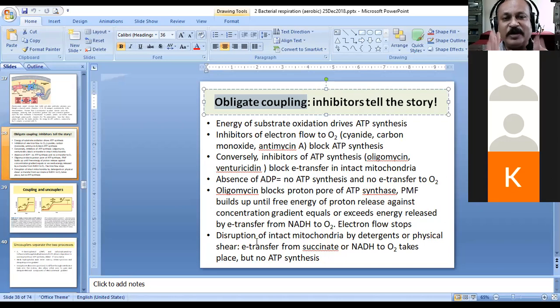So what I have told you in this slide is two things which seem contradictory. One thing I have told you is that ATP synthesis and electron flow are obligately coupled to each other. One cannot happen without the other. On the other hand, I have also told you that if the membrane is destroyed by using detergents or physical forces, then electron flow can happen, but ATP synthesis cannot. Why ATP synthesis cannot happen is because the proton gradient cannot be formed, because the membrane itself is broken. Is it clear to everybody?